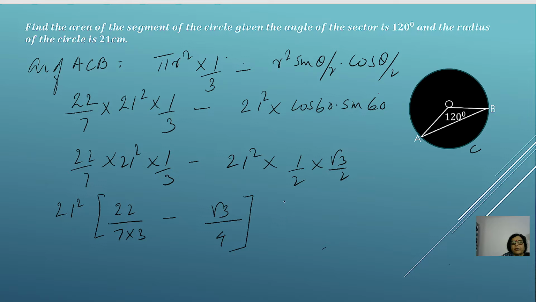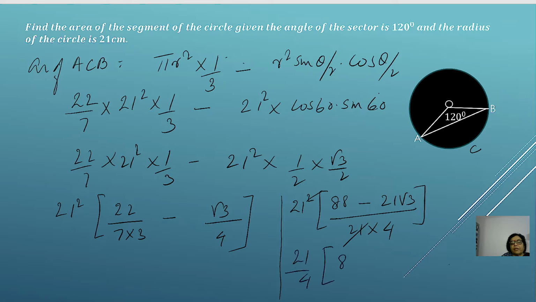Now, for the simplification, we get over here 21 square is outside the bracket. Within the bracket, we get 88 minus 21 root 3 divided by 21 into 4. So this is what we get inside the bracket, and 21 can be eliminated with this. So outside the bracket, 21 by 4, and within the bracket, 88 minus 21 root 3. So we'll simplify this further. 88 minus 21 root 3, and outside the bracket we have 21 by 4. So 88 minus 21 root 3.